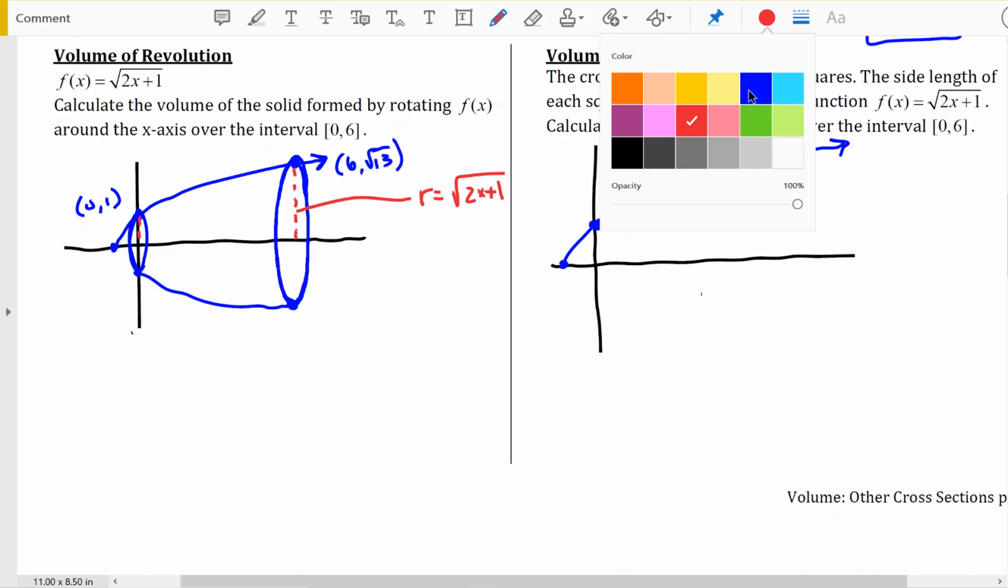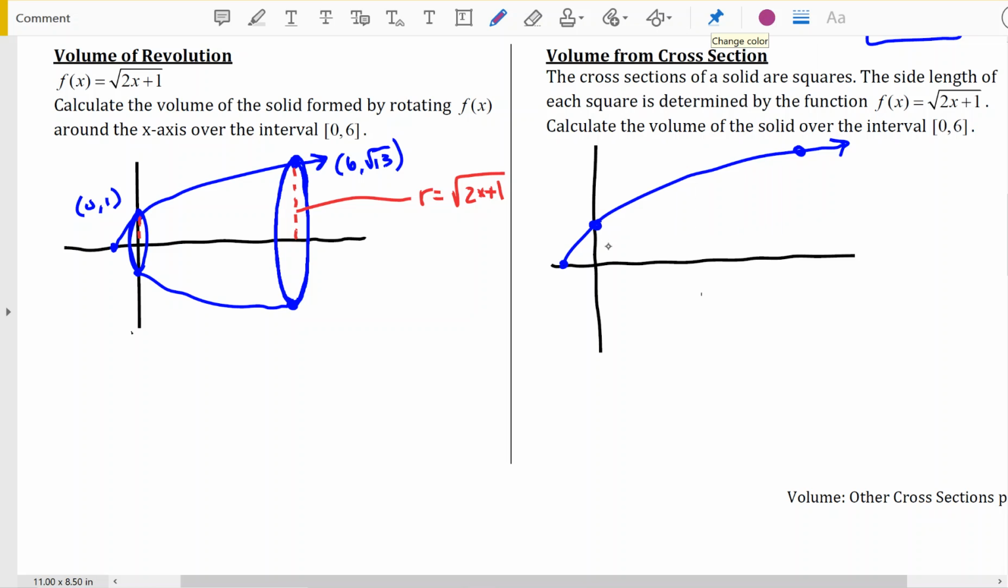Now, to contrast that with the second problem, instead of spinning it around the x-axis, we are told that the side length of each square is determined by the function, and that the cross-sections are squares. In the rotation problem, the cross-section, just being what is formed when you slice this object vertically, the cross-sections were circles. But here we've got squares, and we're being told that the function determines the side length of the square. So that's the side of the square.